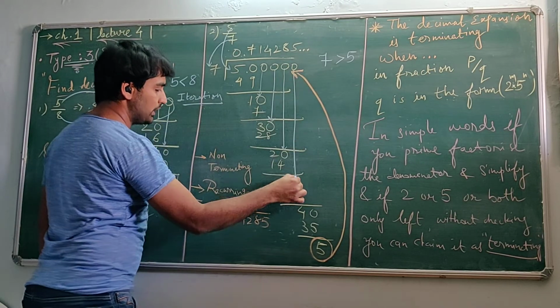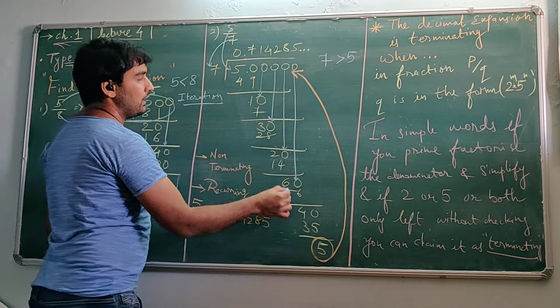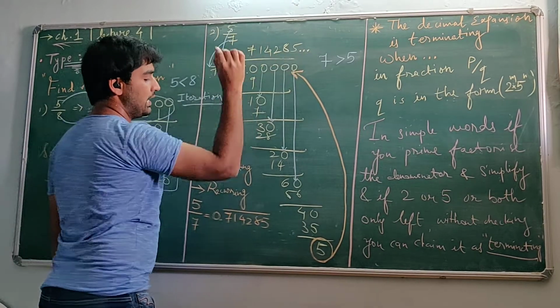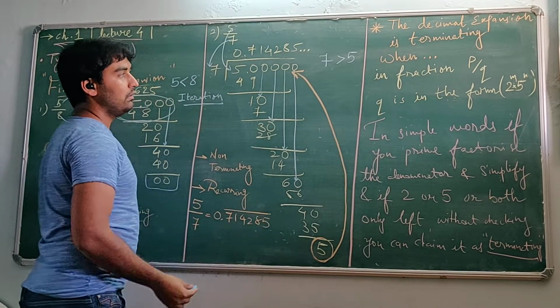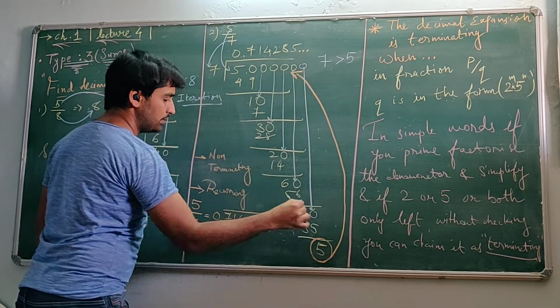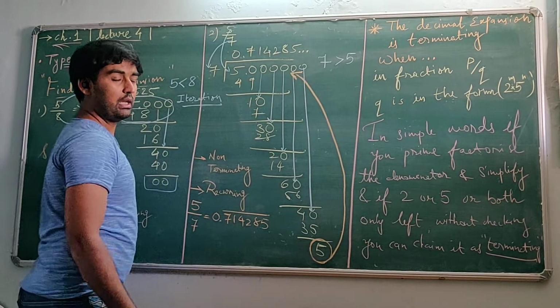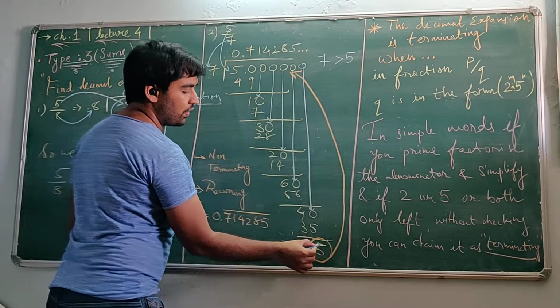One more 0 goes there and makes it 60. We get 7 8s are 56, and 4 would be the subtraction. One more 0 goes there, makes it 40, and we get 7 5s are 35. Subtraction would be 5.